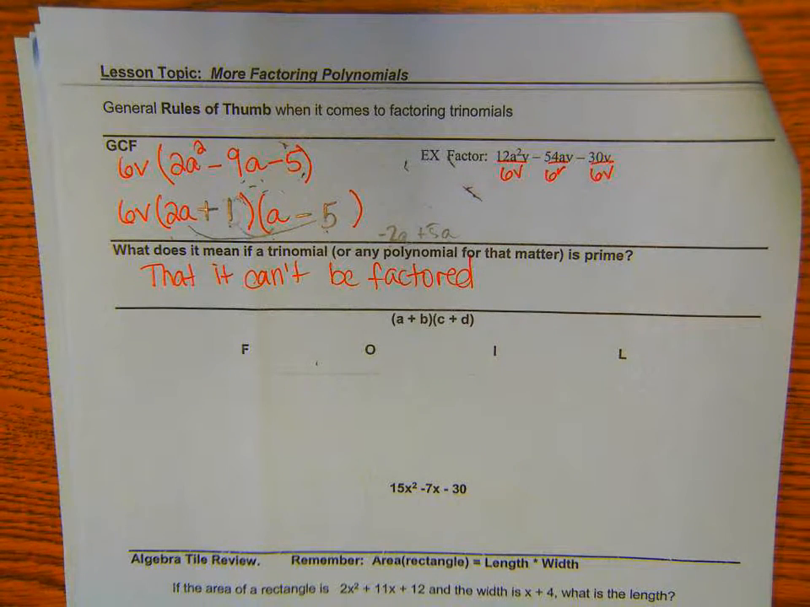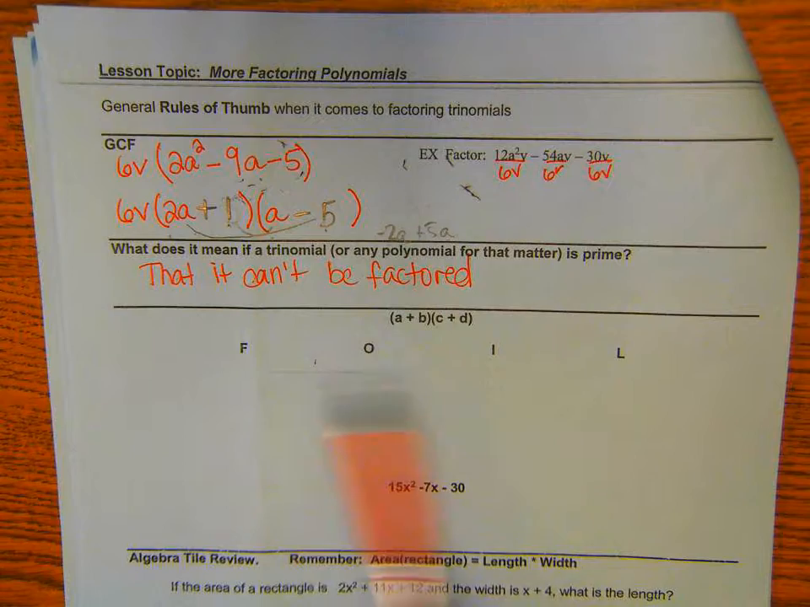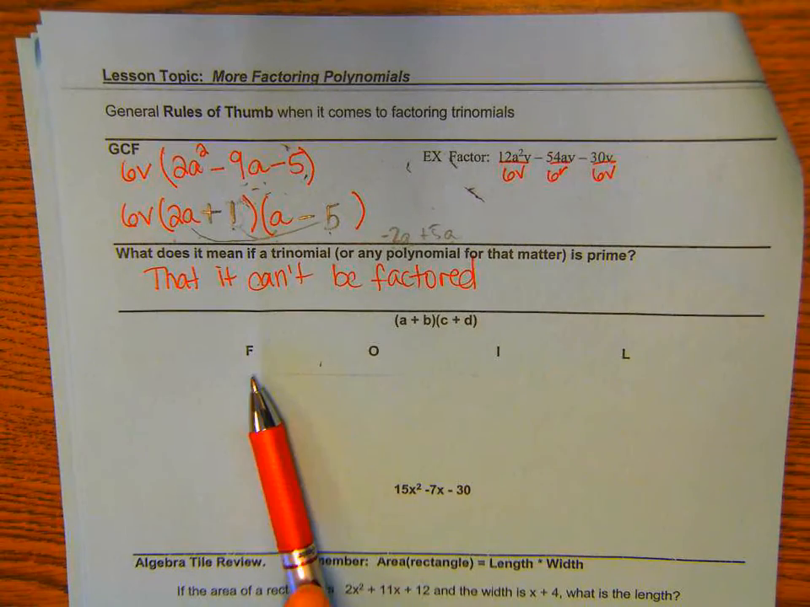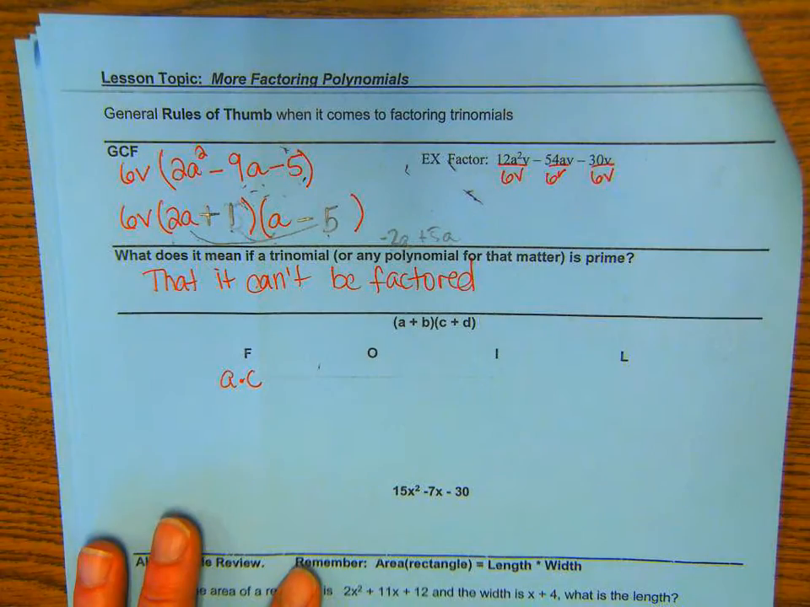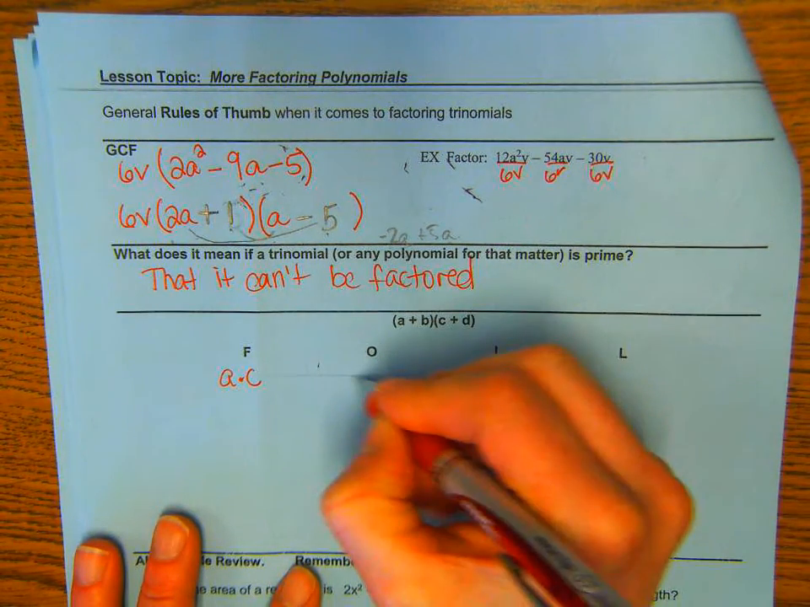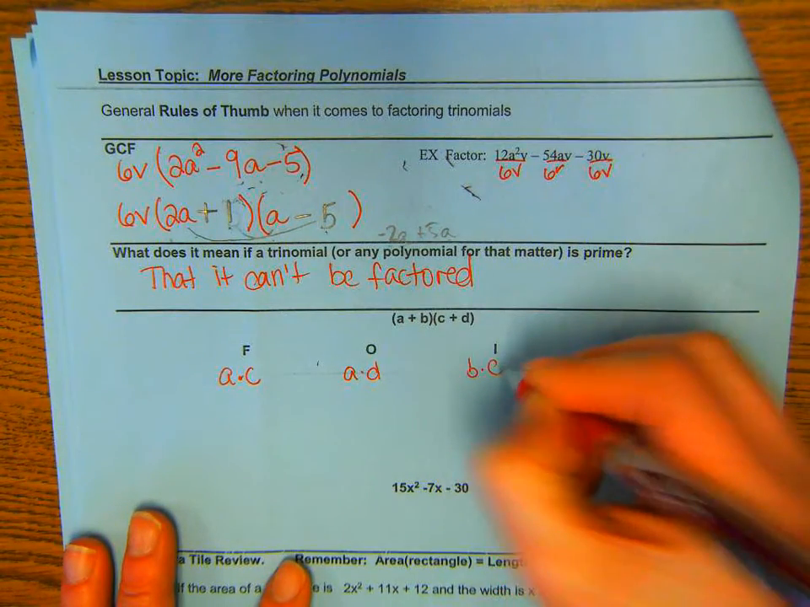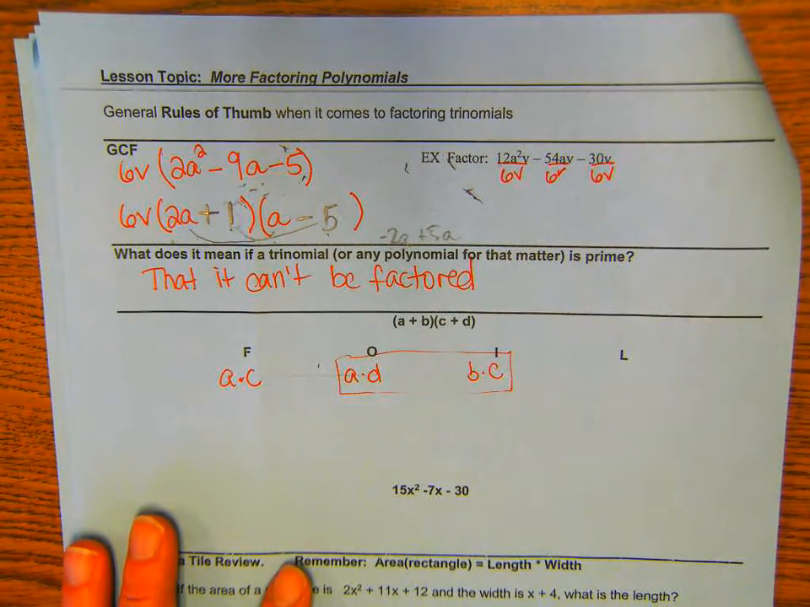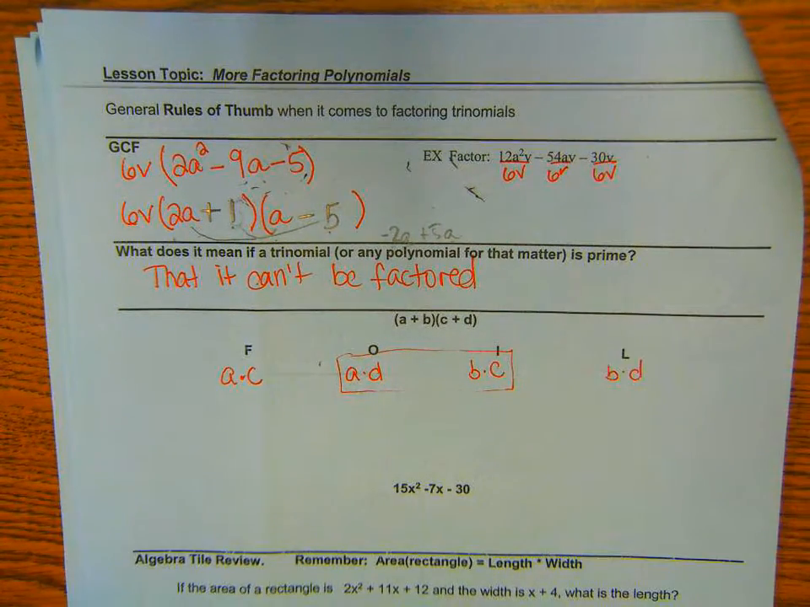So I'm going to try a different one this time. If I was factoring this out or multiplying this out, would you agree with me that a times c would give me my firsts? The outers would be a times d. What would the inners be? B times c. And we know that when we add them together, they're going to give us the middle term, correct? And then the lasts are b times d.